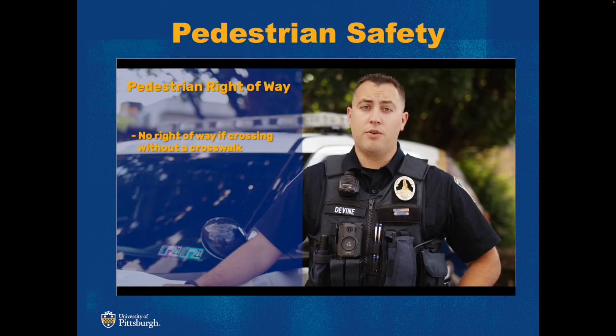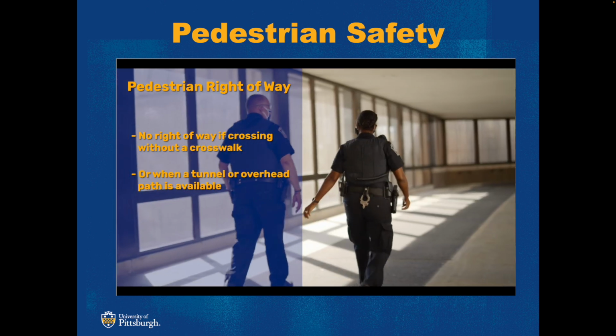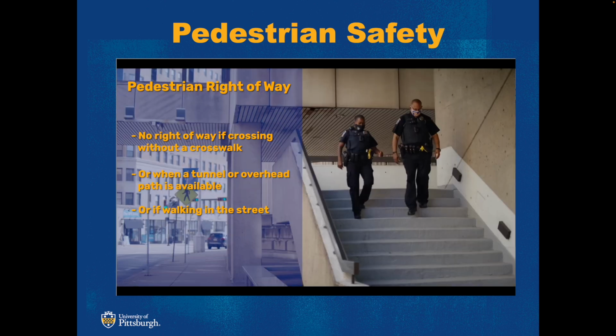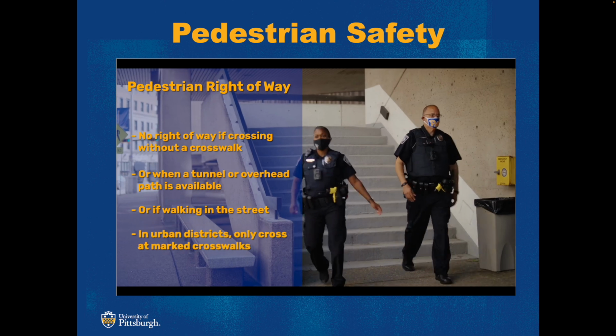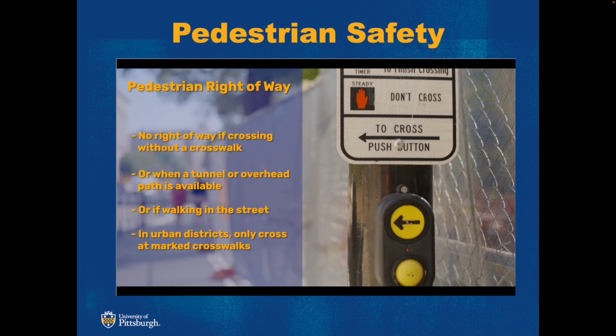You do not have the right of way if you cross without a crosswalk, when there's a tunnel or overhead path available to you, or when walking alongside the road itself. In those cases, you must wait to yield to vehicles and wait for a gap in traffic. In urban districts, you cannot cross at any place except the marked crosswalk between those intersections when traffic control signs are in operation.